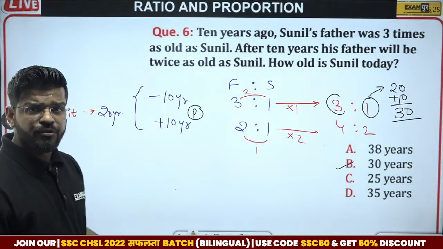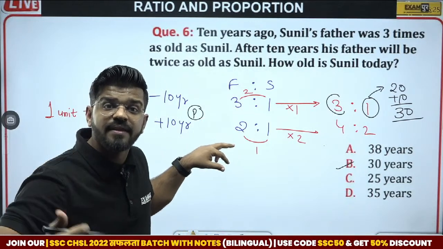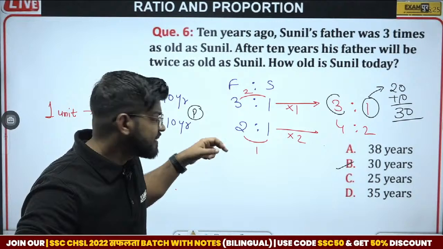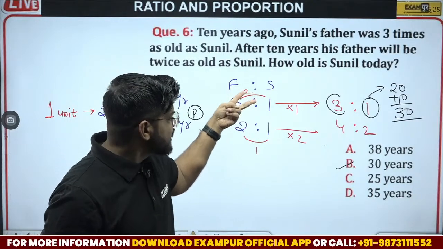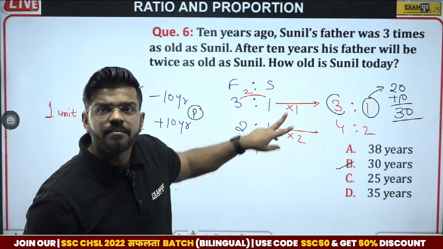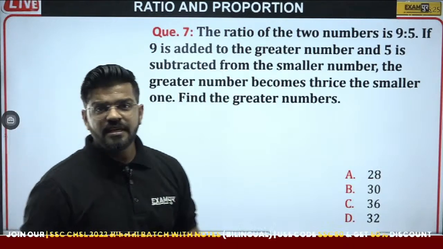Clear? Clear to all of you? If the ratio difference is not the same, we have to make the difference the same. How will we make it? Just take the difference of this ratio and just cross multiply it. Okay? Very good, Priya. Let's move on to another question.